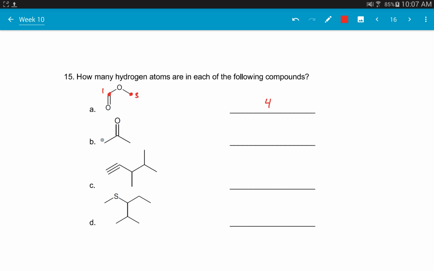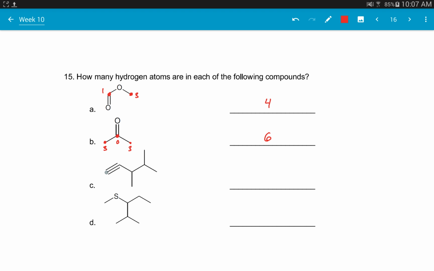In the next compound, this carbon only has 1 bond showing to it, so we need 3 hydrogens. This one has 1, 2, 3, 4 bonds showing to it, so it doesn't need any more hydrogens. All 4 bonds that it needs are showing. But lastly, as with the first, with 1 bond showing, we're going to need 3 hydrogens. So altogether we're going to have 6 in this compound.